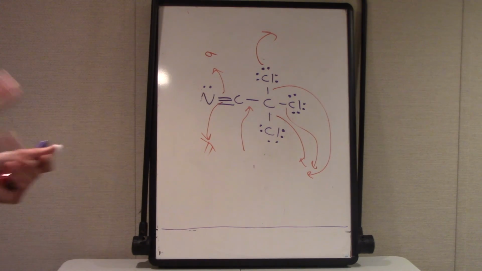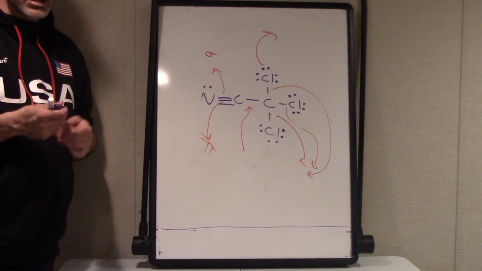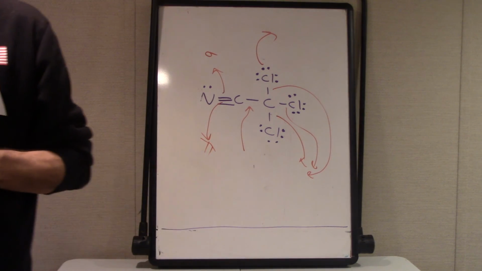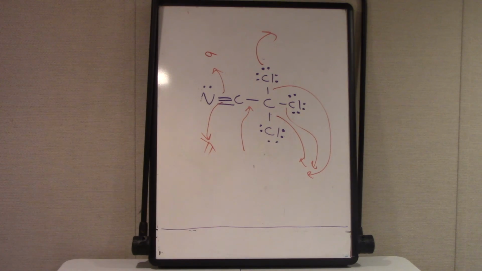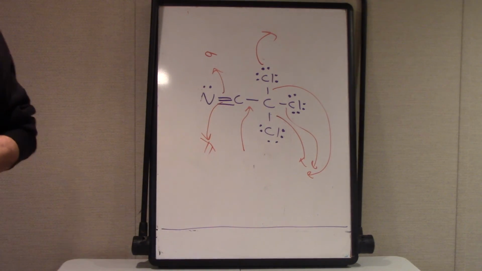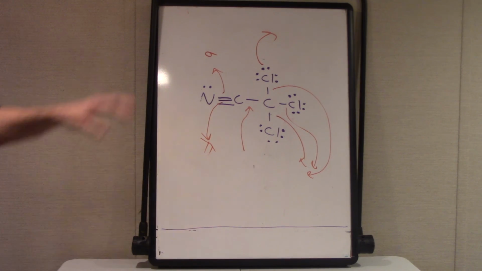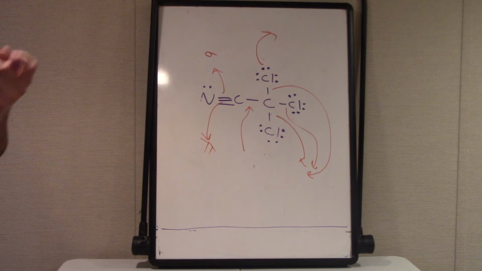So I want to give you another example of how to look at a Lewis structure of a molecule and, electron group by electron group, go through and in great detail describe what's happening, how much detail we can describe for each set of electrons that we're looking at.